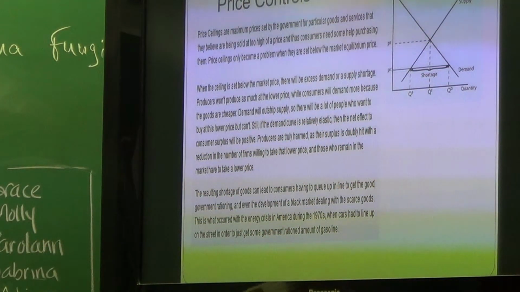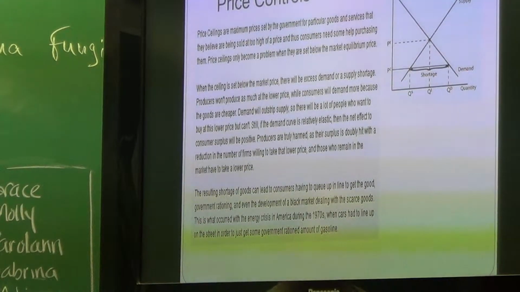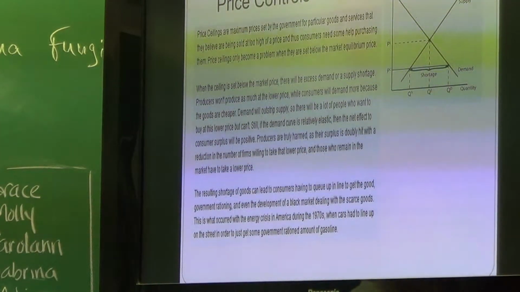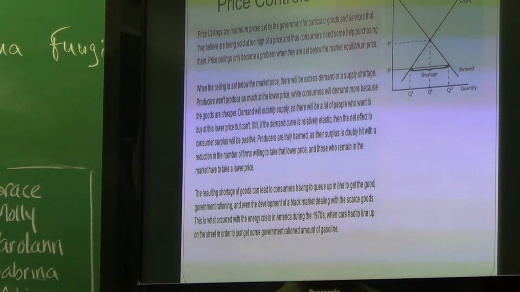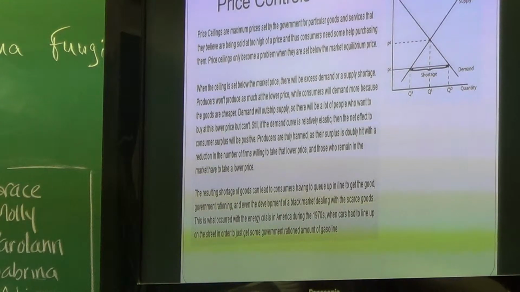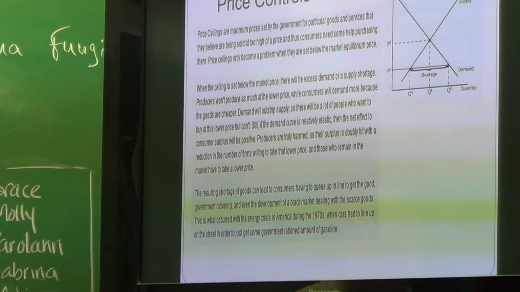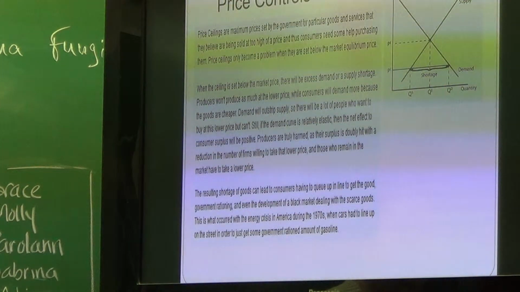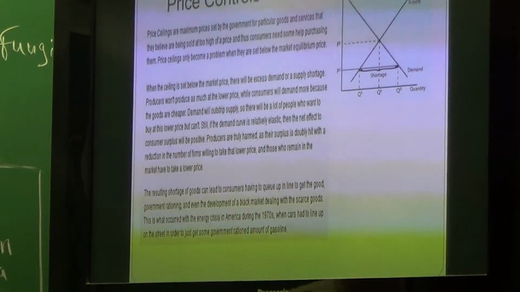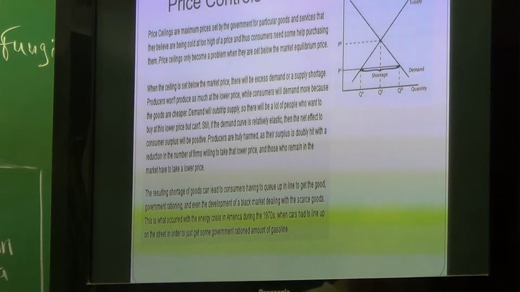When the ceiling is set below the market price, there will be excess demand, or a supply shortage. Producers won't produce as much at the lower price, while consumers will demand more because the goods are cheaper. Demand will outstrip supply, so there will be a lot of people who want to buy at this lower price but can't. Still, if the demand curve is relatively elastic, then the net effect to consumer surplus will be positive. Producers are truly harmed as their surplus is doubly hit with a reduction in the number of firms willing to take that lower price, and those who remain in the market have to take a lower price.